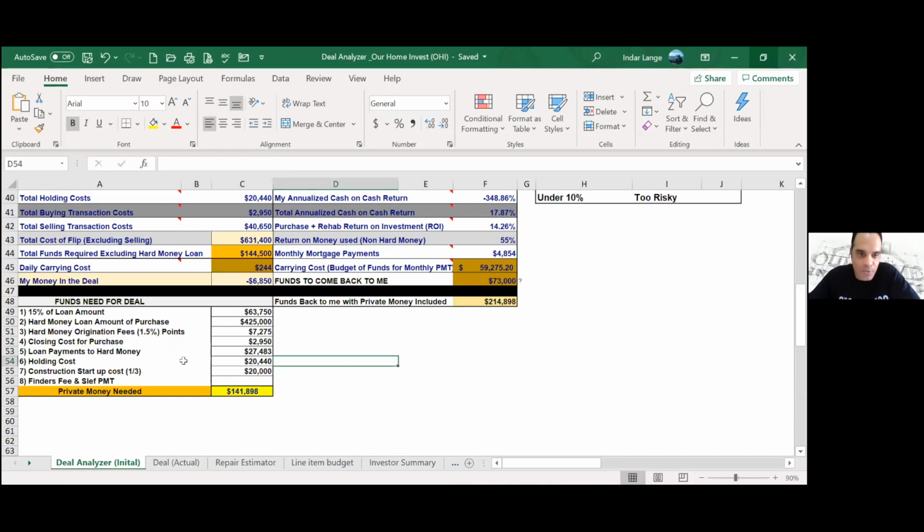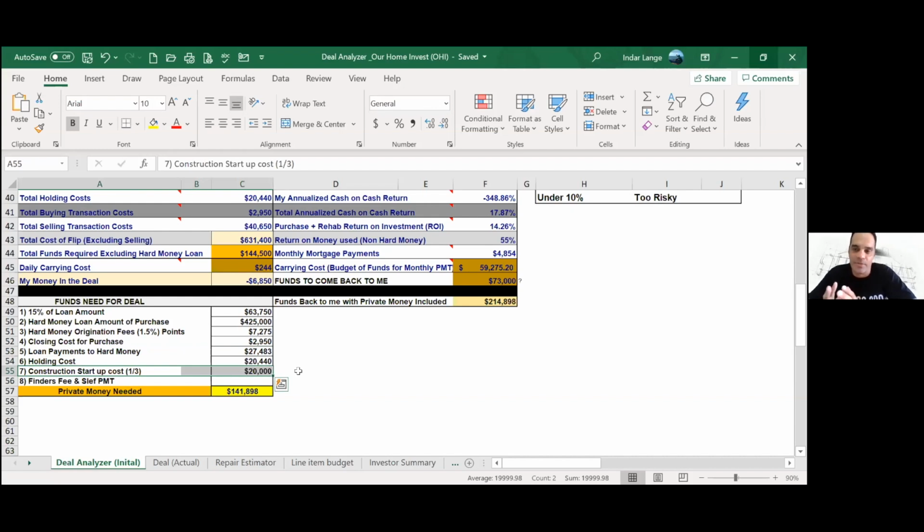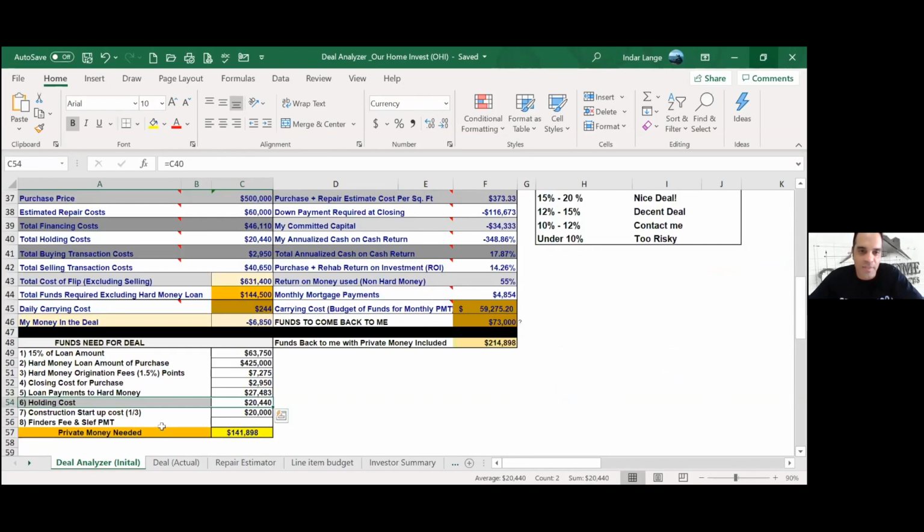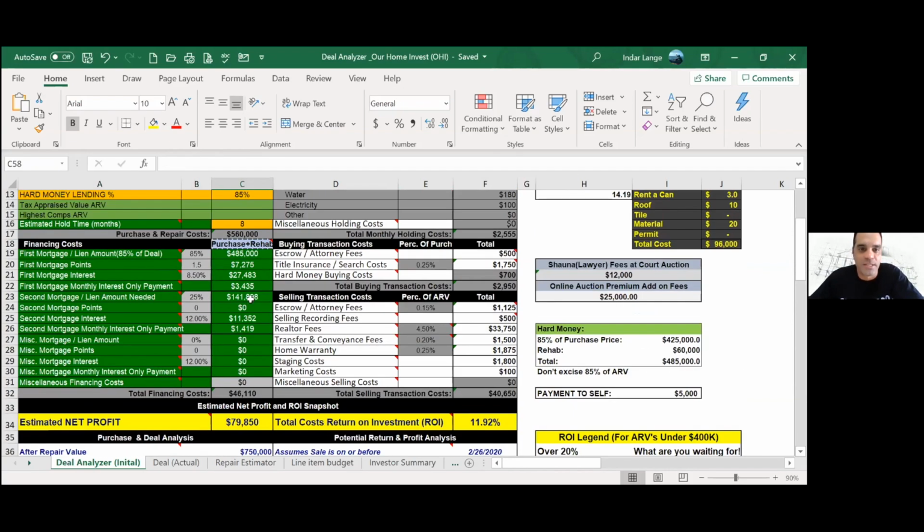This is where I added some cool stuff: this construction budget of $20,000. I overfund this deal by $20,000 more than I probably need, just to have extra funds to cover things as rehab starts, and then holding costs, your interest, taxes and so forth. So that's really important to have here. And this 141 just shoots up into this formula, so I'm figuring out how much I need.